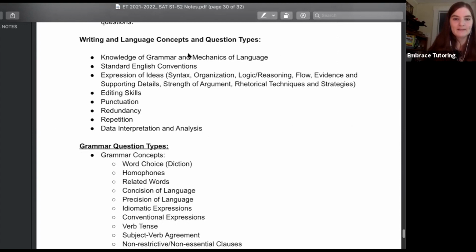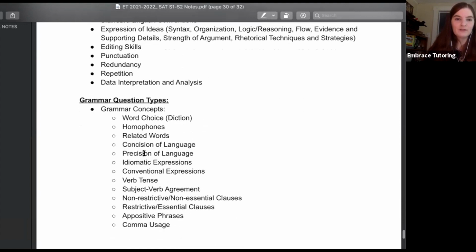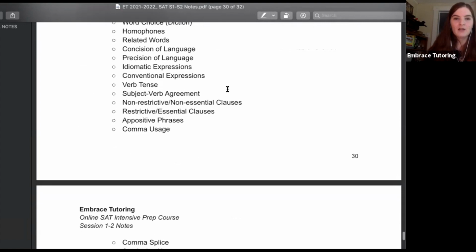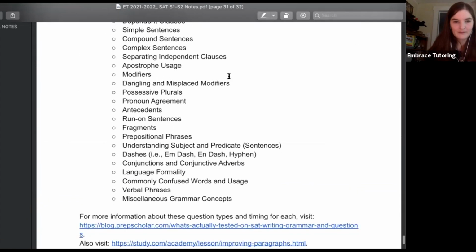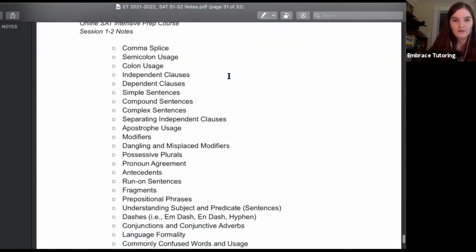And again, these are some of the main skills that you'll see: knowledge and grammar of mechanics of language, standard English conventions, expression of ideas, editing, punctuation, redundancy, repetition, data interpretation, analysis. And then I do want to get into some of this long, lengthy list of grammar concepts.